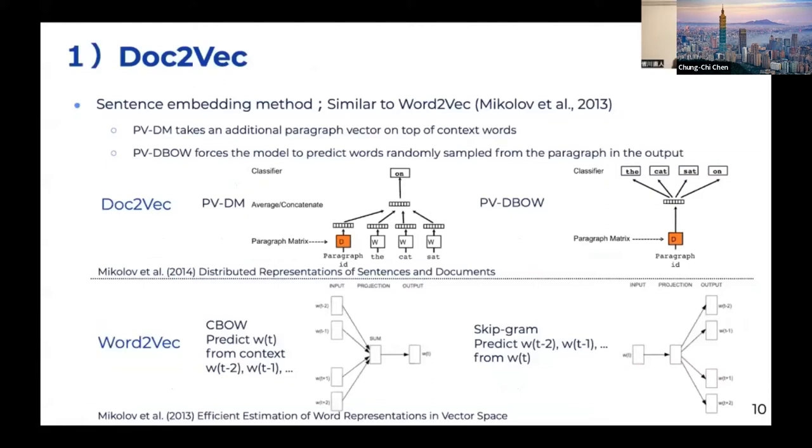To obtain node embeddings, we use doc2vec, which is a sentence embedding method similar to word2vec. So word2vec basically predicts from context words to a specific word or vice versa. So they have two variations of the model. In doc2vec, similar to word2vec, we consider an additional paragraph vector to predict the specific words or vice versa.